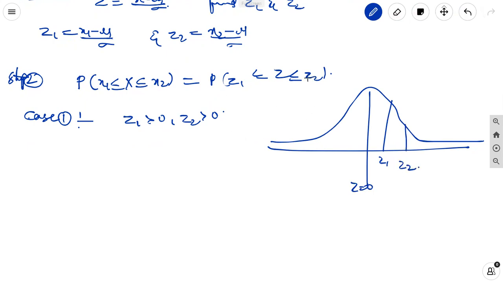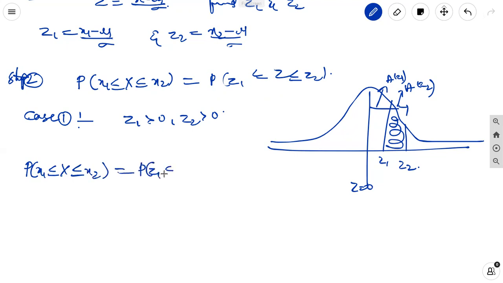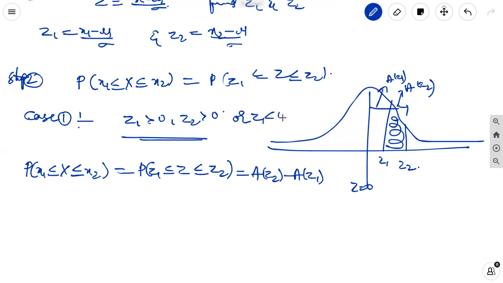How to find the probability area means we have to calculate the area of this. So this total area is A of z2, and this is equal to A of z1. So the probability of x1 less than or equal to capital X less than or equal to x2 is equal to the probability of z1 less than or equal to z less than or equal to z2, which is equal to area of z2 minus area of z1. You should remember this for both positive or both negative also.